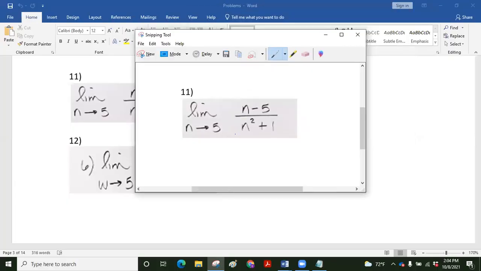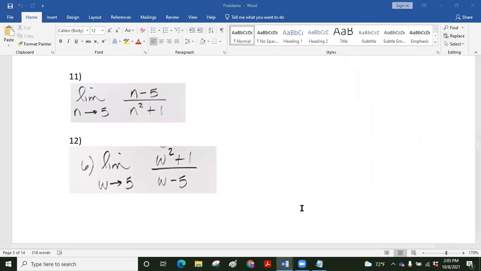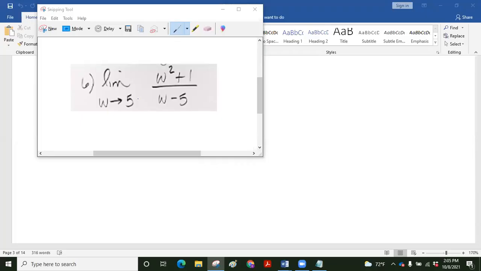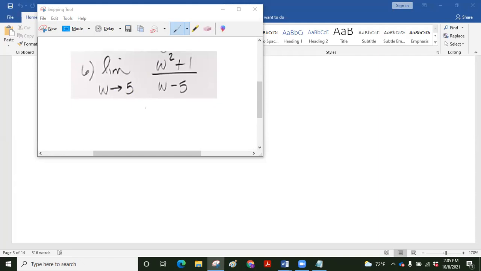This question here, there's really nothing we can do in terms of factoring, but if we substitute 5, we get 5 minus 5 over 5 squared plus 1, which is 0 over 25 plus 1, which is 0 over 26. We're going to say that's 0 because 0 over anything is 0. In this case, we're essentially plugging in 5, and we see that that's 5 squared plus 1 over 5 minus 5, which is 26 over 0. So we're going to say that this does not exist.